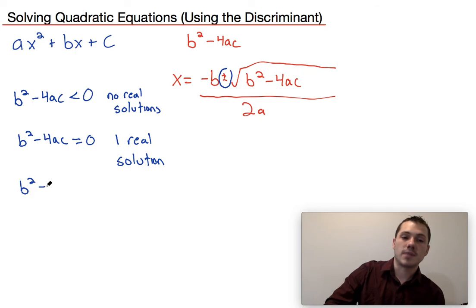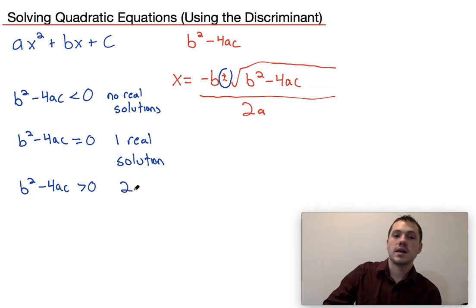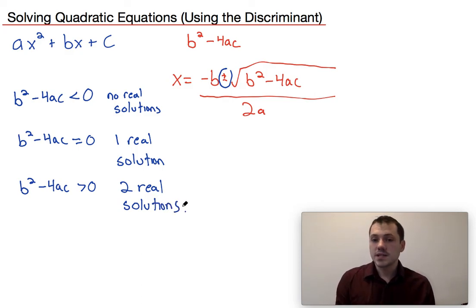Now, if b squared minus 4ac is greater than 0, then what we're going to have are two real solutions. And that's what the discriminant is. That's a kind of a quick introduction to it.